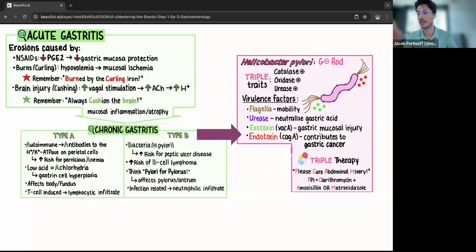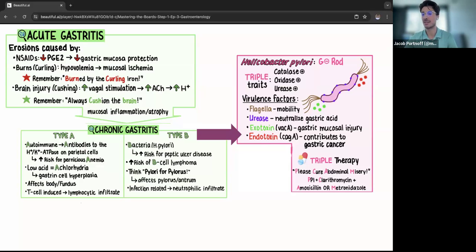It releases this exotoxin VacA, which is going to directly cause gastric mucosal injury, and lead to this type B chronic gastritis picture. And then specifically it's the endotoxin, which is CagA, that can actually contribute to gastric cancer. And the urease positive is going to help you remember that the H. pylori is really, really good at living in the stomach because it can neutralize its own gastric acid.